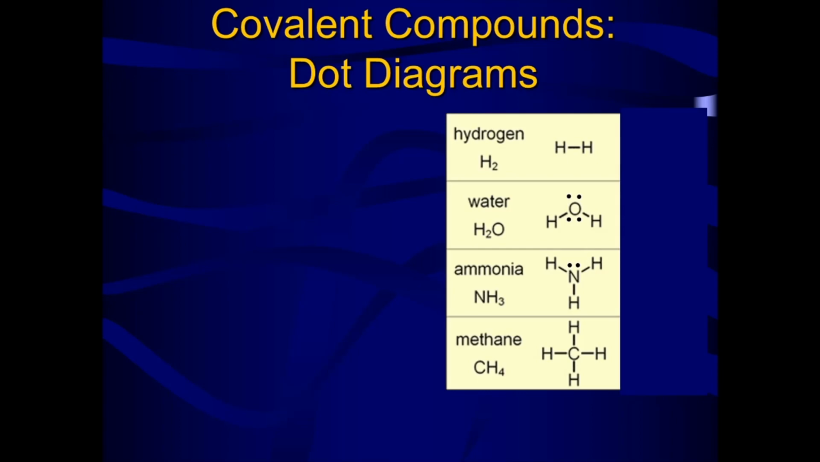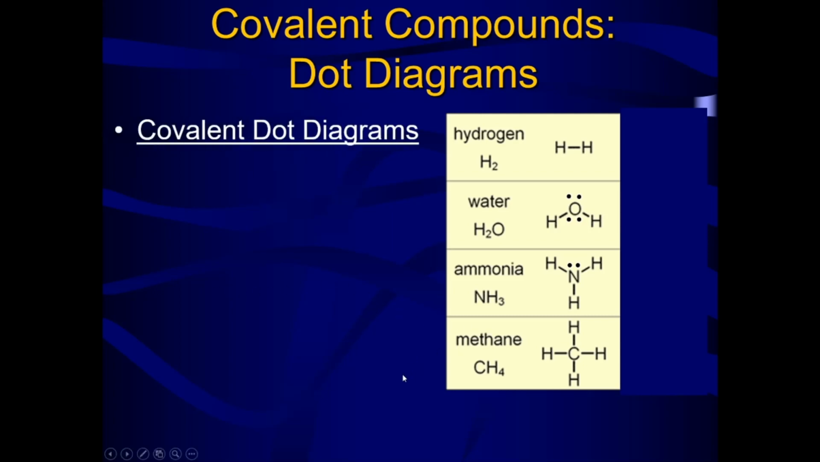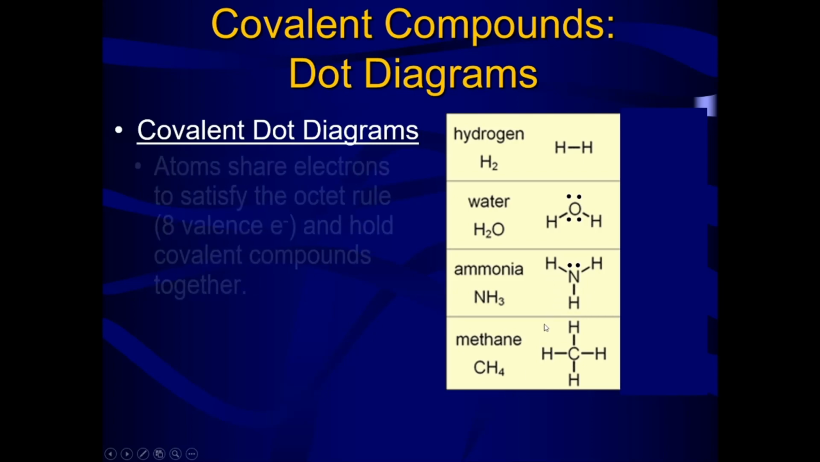So now we're going to take a look at a topic that we looked at in ionic compounds that also applies to covalent compounds, and that's the dot diagrams, also known as the Lewis structures. These dot diagrams are just a representation again of how electrons are spread out and how the actual atoms are bonding to each other.